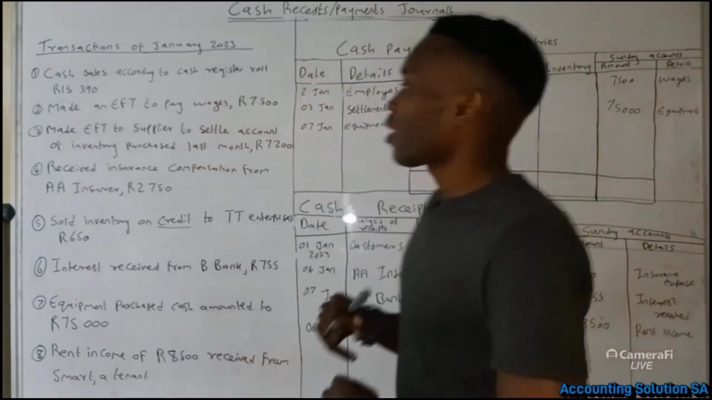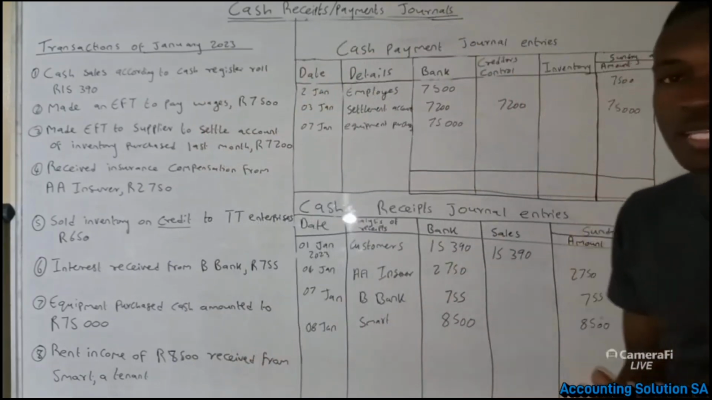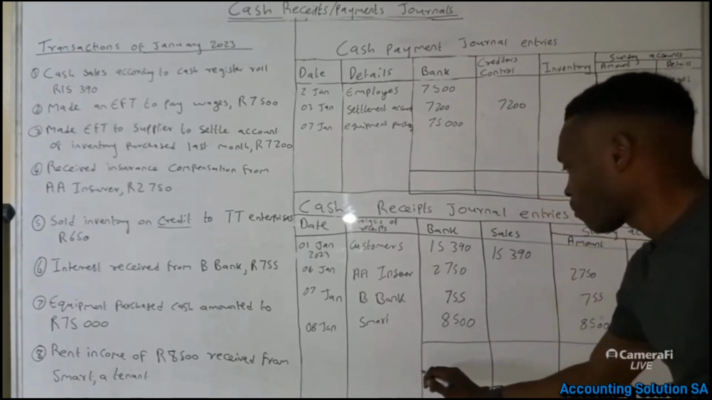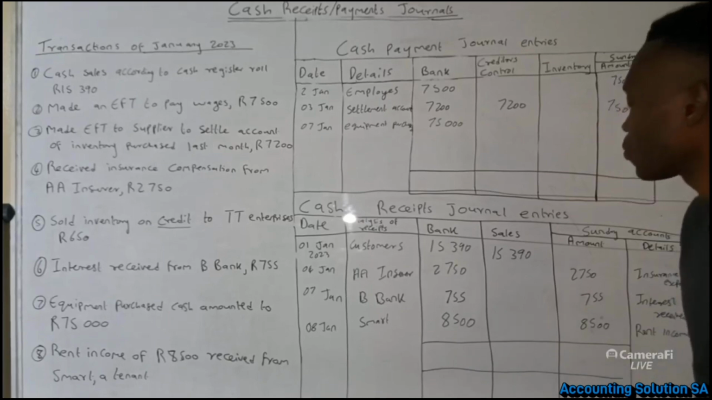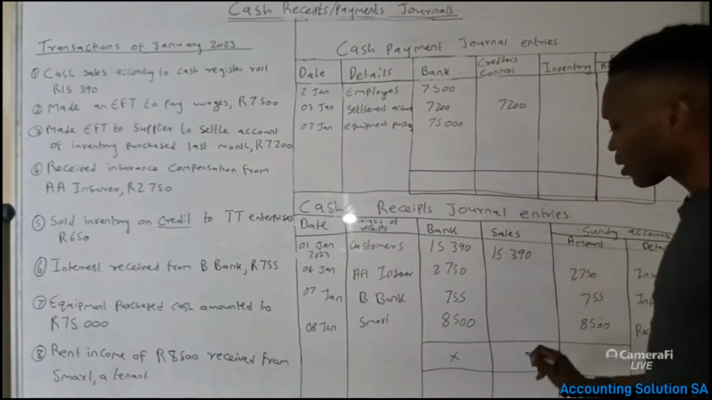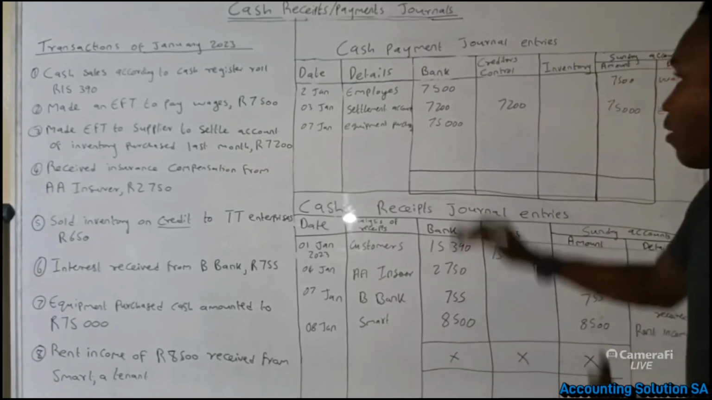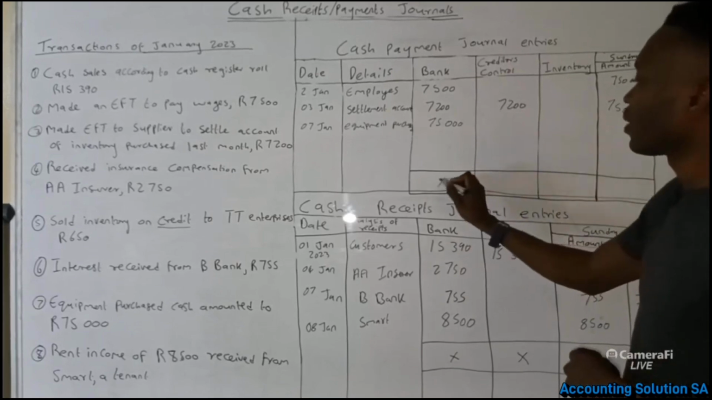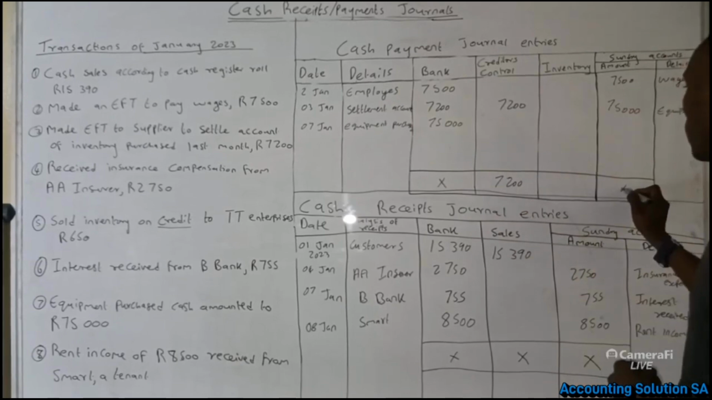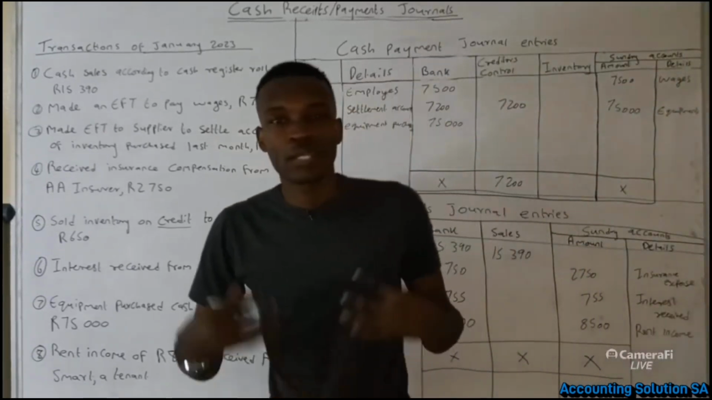So before we close this, guys, please make sure that every time when we prepare cash receipts and cash payment, make sure that you write the totals. Make sure that you calculate all the totals that you are going to get. Add everything under bank and write total. Under sales, write total. Under sundry account, also write a total. Even for this one, please make sure that you calculate and write the totals that you got, and you write the total this side. Then you will be done with cash receipts and cash payment journal.